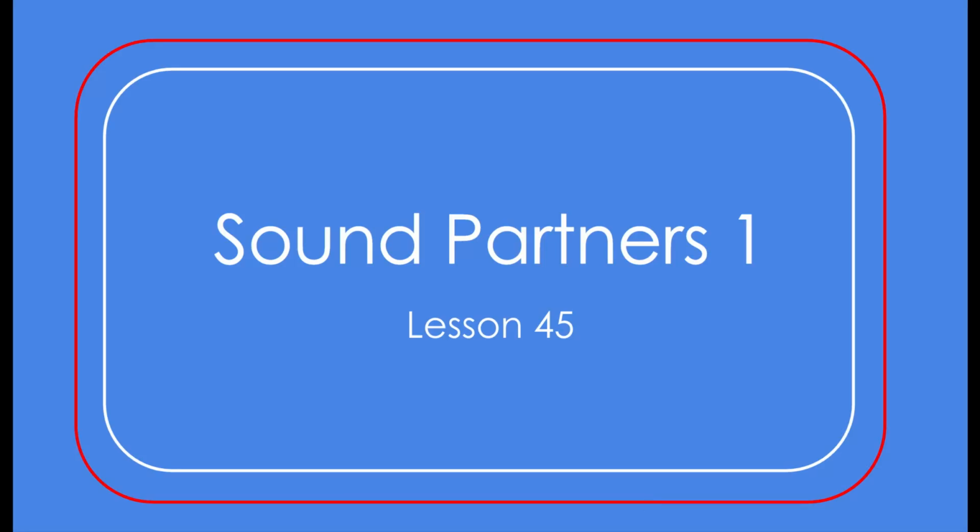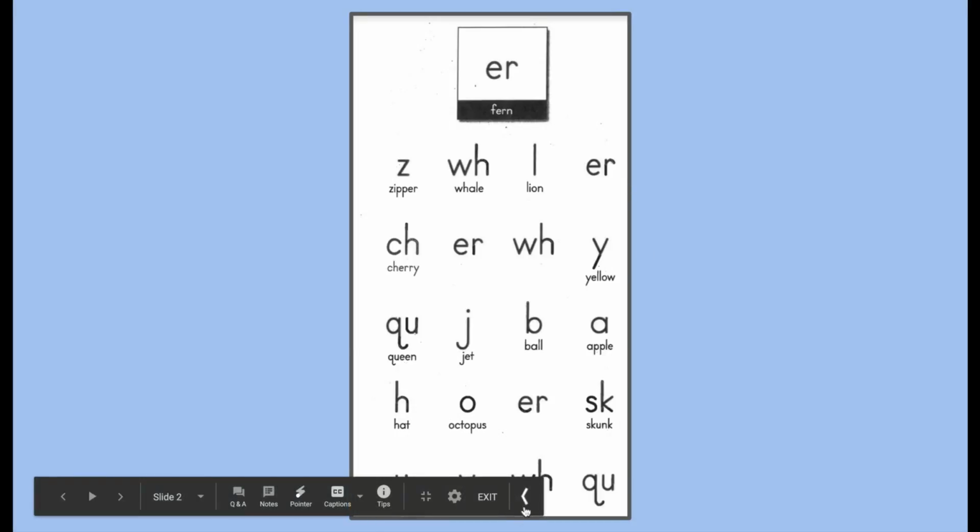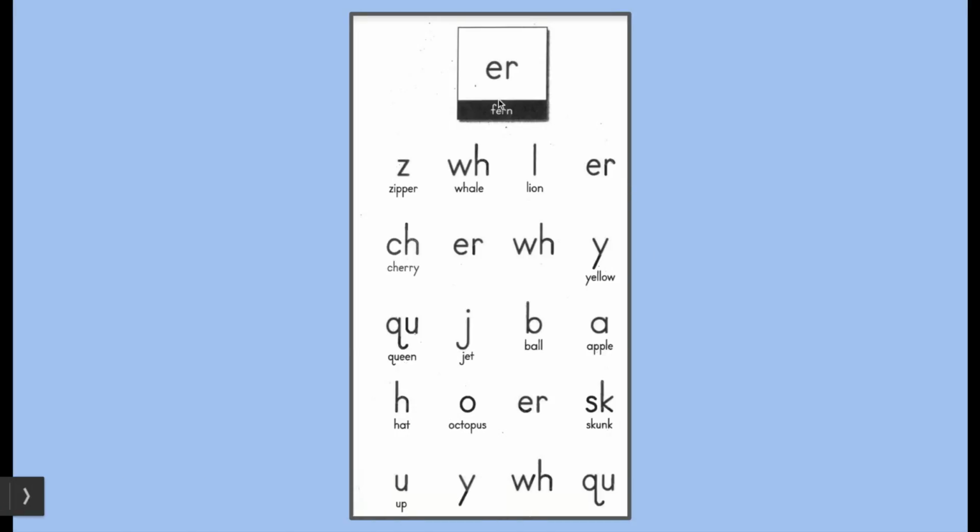Sound Partners 1, Lesson 45. Today we'll talk about a new sound, the sound made by, like in the word fern. It is made by the letters ER. Fern. Ready? Let's practice some sounds now.